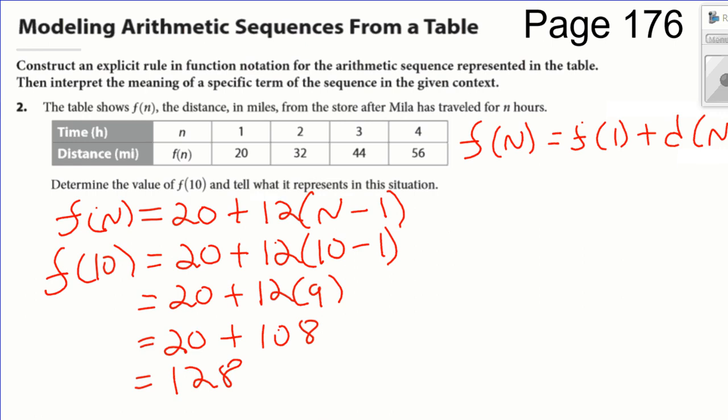So now we want to determine what it means in context. Okay, so basically the table shows the distance in miles from the store after Mila has traveled for n hours. So the 10 is going to represent how many hours she's traveled, and the 128 is going to show the distance in miles. So that means Mila is 128 miles from the store after 10 hours.